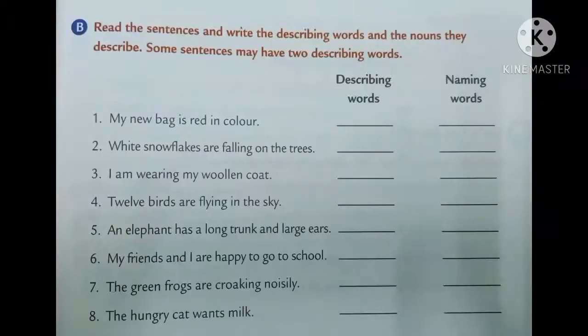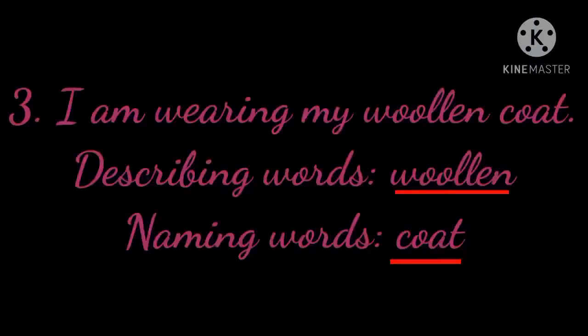The third one, I am wearing my woolen coat. So what is the describing word in this sentence, children? Yes, woolen. And what is the noun over here? Coat. So the answer is, I am wearing my woolen coat. The describing word is woolen and the naming word is coat.